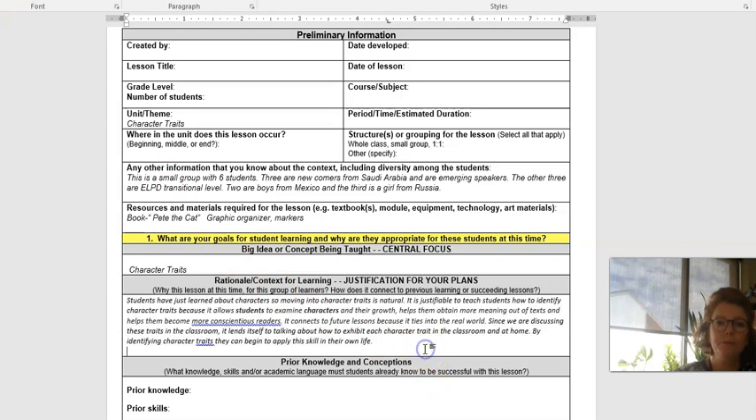I say here, students have just learned about characters. So they want to say, why is this important at this time? What's the before and what's in the after? So I write, students have just learned about characters, so moving into character traits is natural. It's justifiable to teach students how to identify character traits because it allows students to examine character and their own growth, helps them obtain more meaning out of text, and helps them become more conscientious readers, and so on. So you can read that.